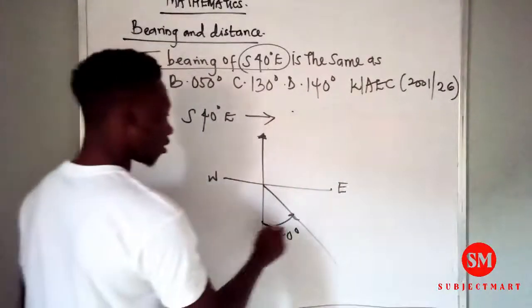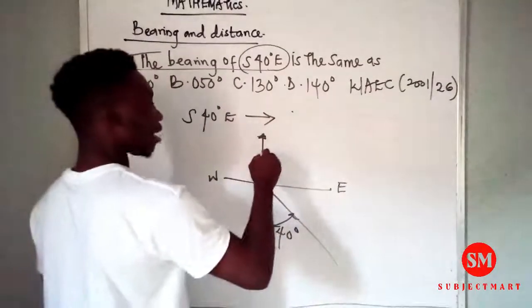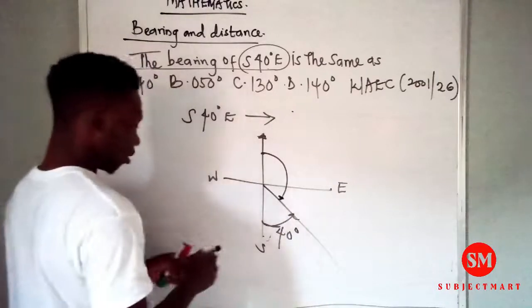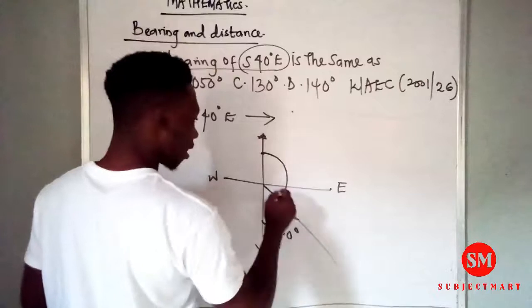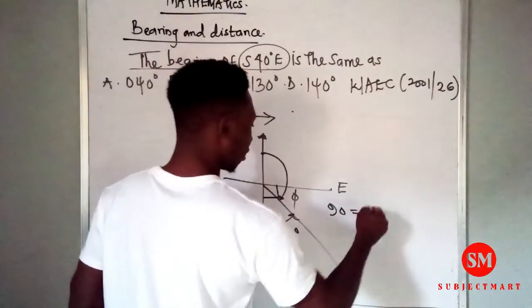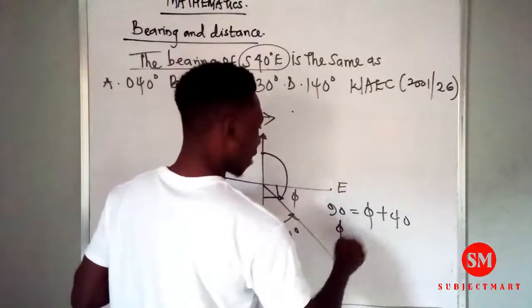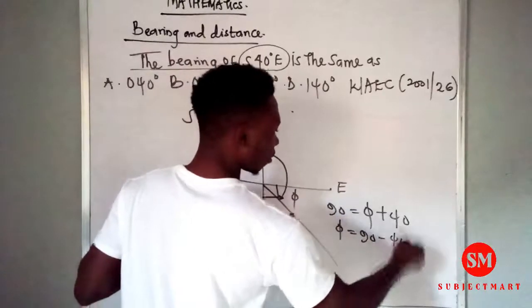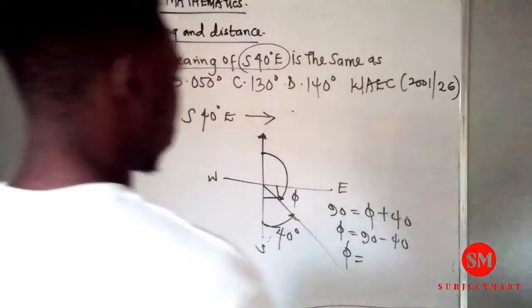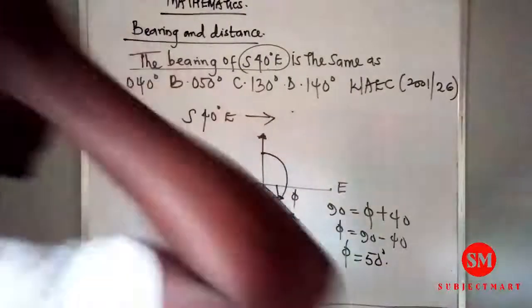Now, since we have this, we're supposed to convert this to three digits. And don't forget, our three digits start from north. So we have to find this. So looking for this, what are we going to do? Since from here to here is a right angle, this becomes 90. Let's call here 5. 90 is equal to 5 plus 40. So 5 here is equal to 90 minus 40 degrees. So your 5 here becomes 50 degrees. But that's not the end to this particular question.